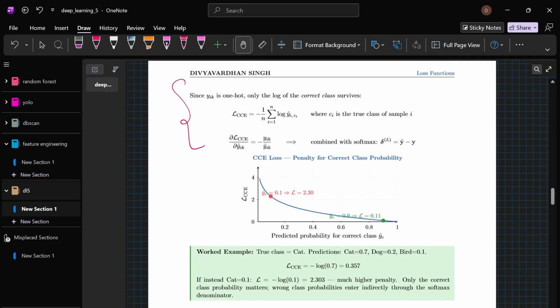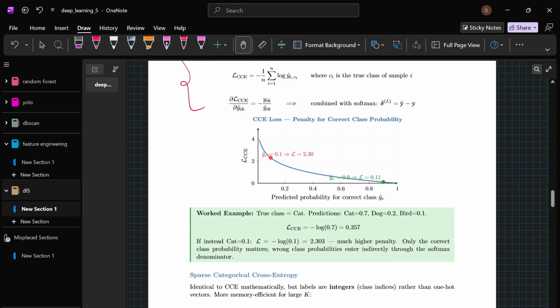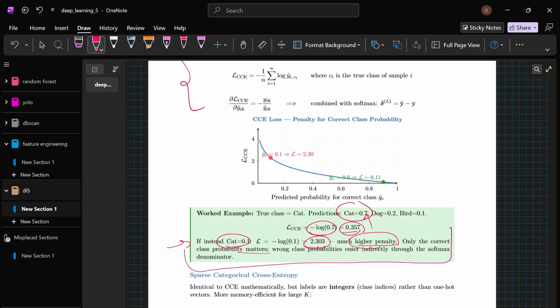Now we have a quick example for this. Take the true class as cat, and the model gives a probability of cat as 0.7. The loss is negative log of 0.7, which is about 0.36. If the model gives cat only 0.1 probability, the loss jumps to 2.3, a much higher penalty for being wrong. So this is why you should always pair softmax output with CCE. CCE is basically categorical cross entropy.